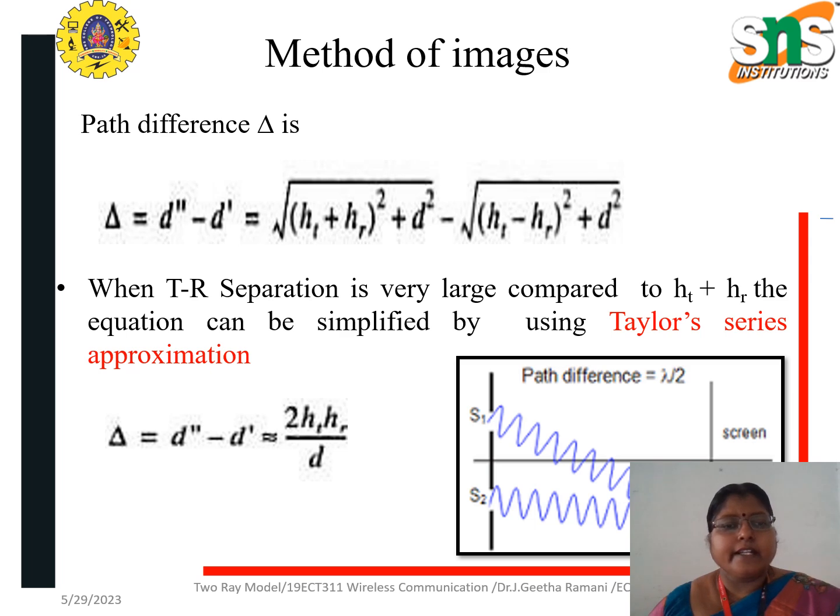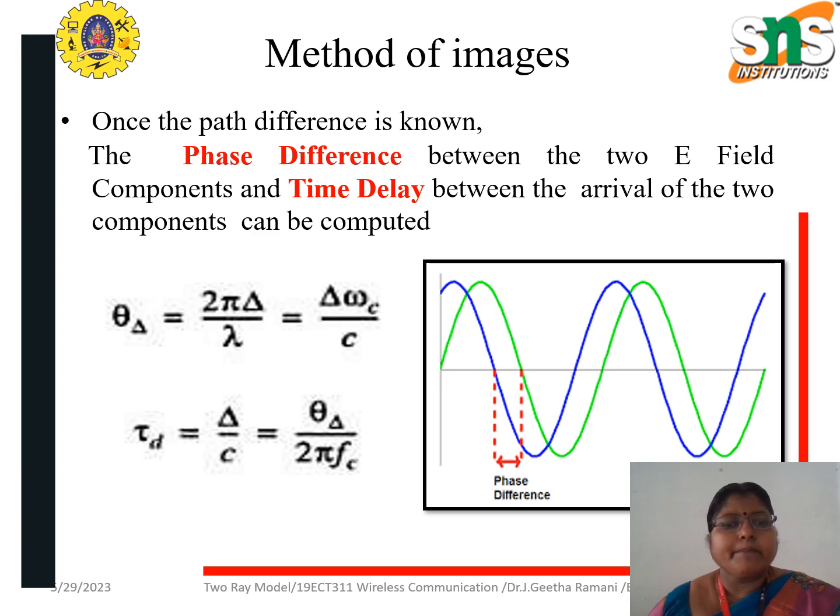Another consideration is when your transmitter-receiver separation is very large compared to the height, that is your transmitter height plus your receiver height, the equation can be simplified by using a Taylor series. So we are approximating this equation to be 2 HT HR by D, which is nothing but the path difference. Once the path difference is calculated, we can calculate the phase difference between the two electric field components and also the time delay.